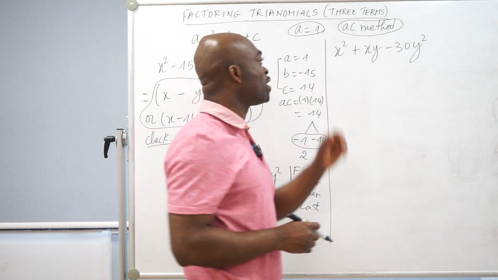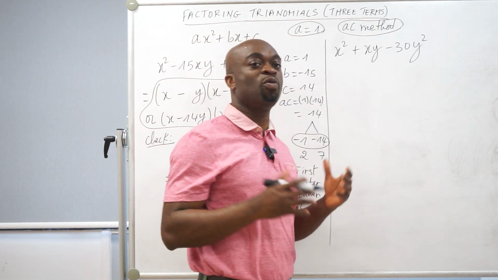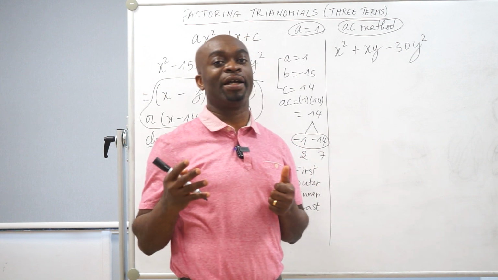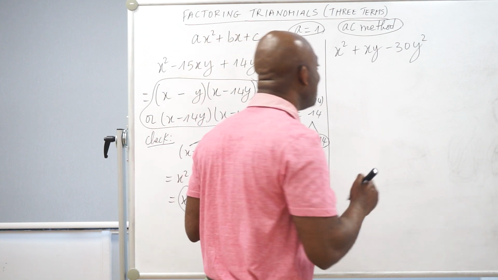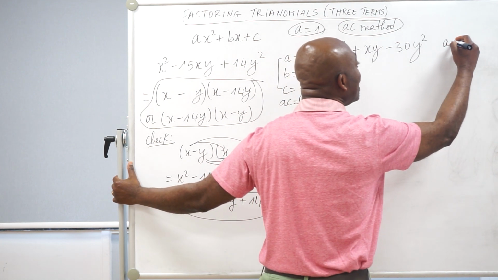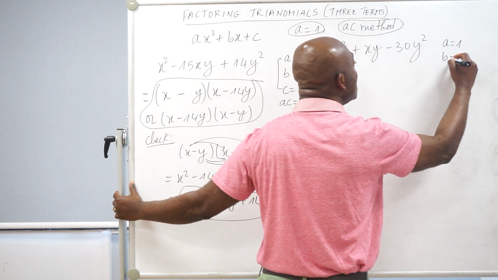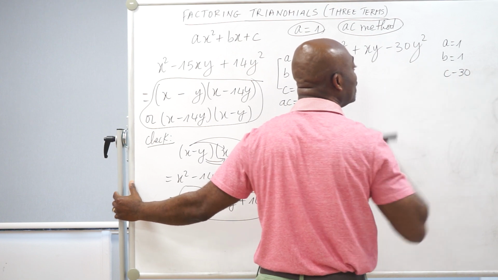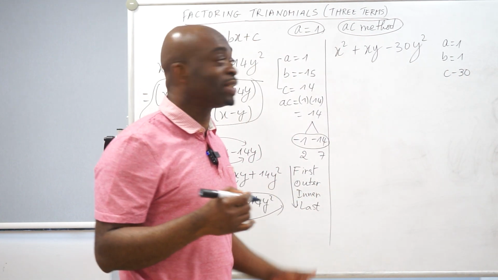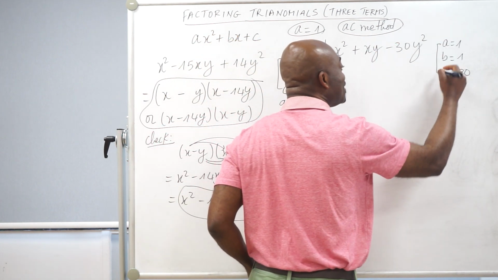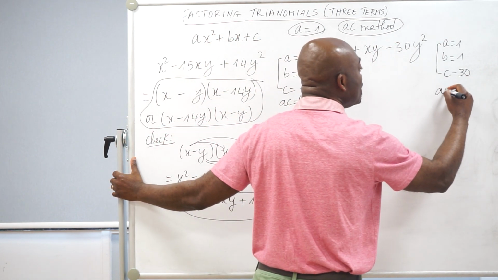So we have x squared plus xy minus 30y squared. Again, over here, we're dealing with x and y as variables, so we have to be a bit careful with our answer. So what is our a here? A equals 1. Our b is also 1. And then our c is negative 30. Again, we're using the AC method, so that means we're multiplying a by c. So a times c is going to give us what?